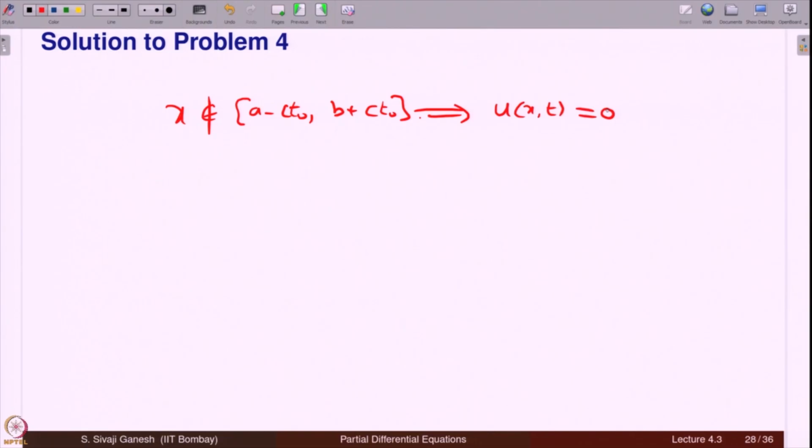u of x t naught may be 0 even if x is inside the interval. We are not making any comment on that. What we are saying is u is definitely 0 if x is not in that interval. So, this is what is called data compact support implies solution compact support.